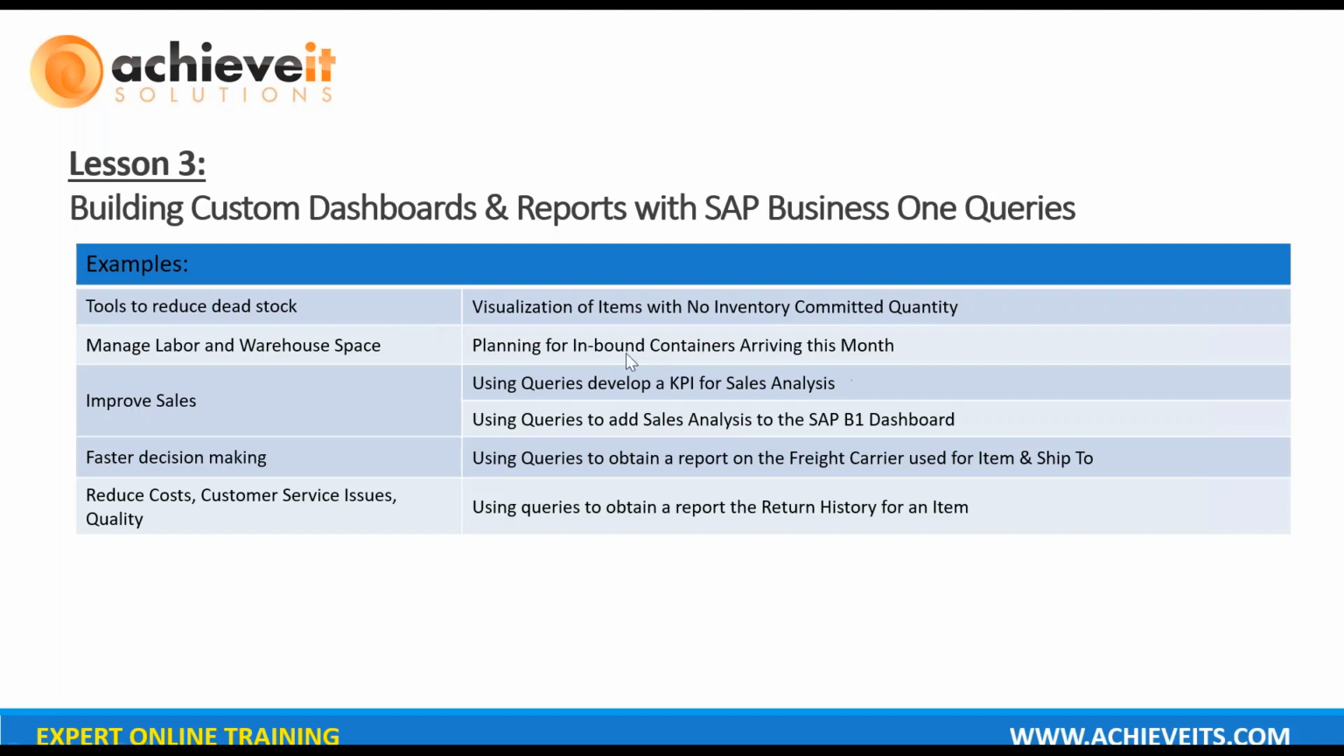So I'm going to build an identifier to be able to know which containers are arriving this month and how many are coming in. And when I do this month, it could have been anything. So it could have been this day, this week, whatever I wanted to be able to use.